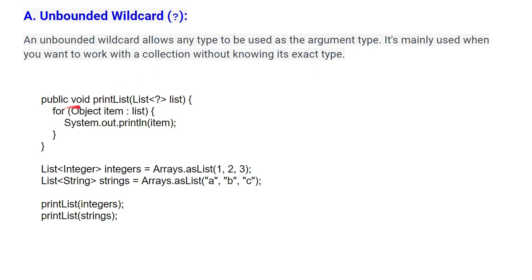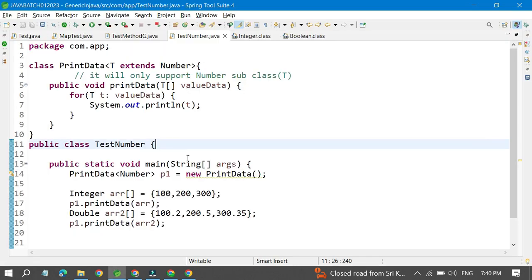If you see here, we have one method called printList, and this list will take some data, but we don't know what type of data will come, and we have to print that data. So we can pass an Integer, or a String, or whatever data you have, and it will work here. So basically I'm going to our Eclipse, and I will write the code for that.